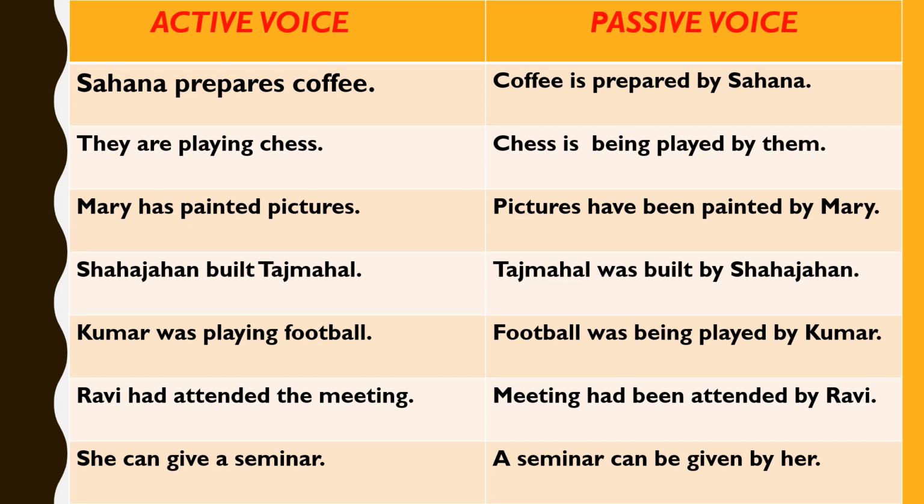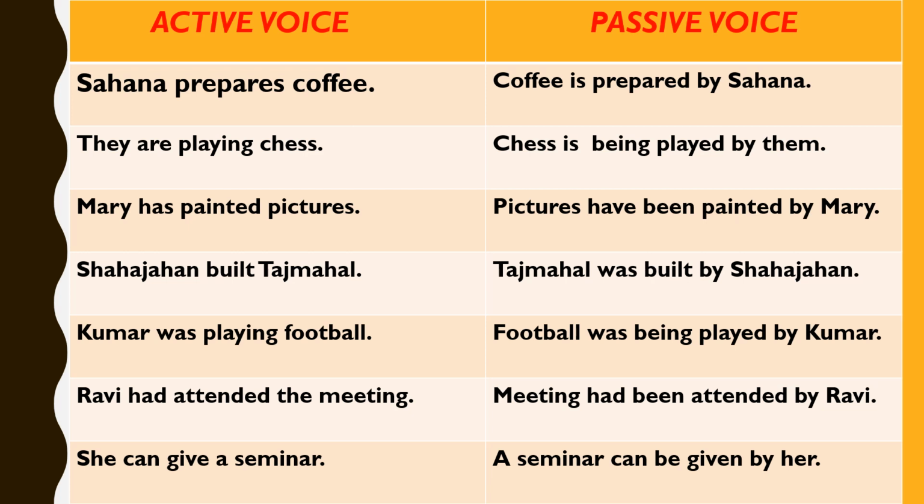Kumar was playing football. See, since it is in progressive form, playing, here it has become being. Before being is added, that is, football was being played, that is V3, played by Kumar.